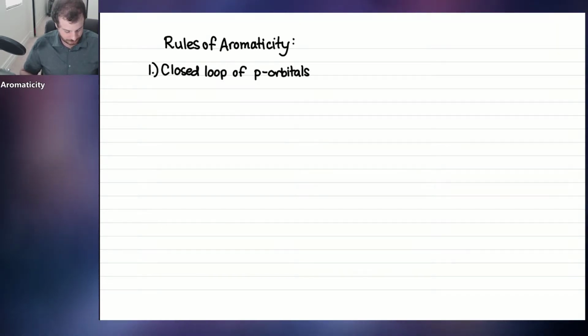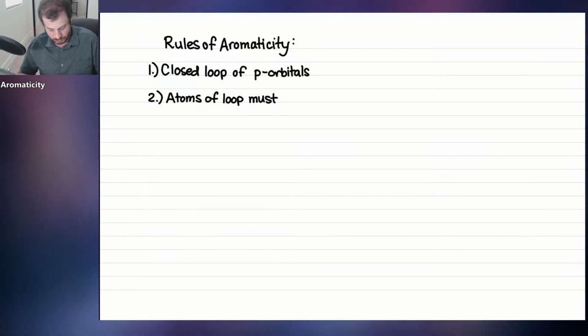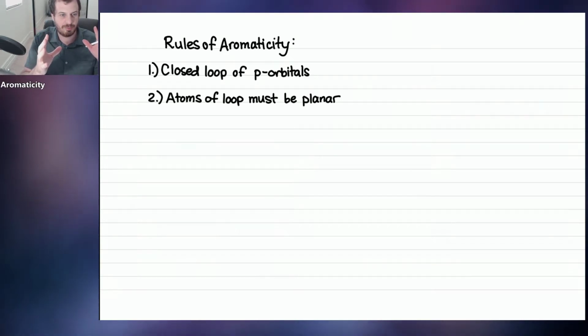Rule number 2, very important also, is that the atoms of the loop must be planar. Meaning the molecule must be flat, like a pancake. You cannot have any distortions up or down. You can't have any hills or mountains in your molecule. It has to be flat. And that is because the p orbitals need to overlap perfectly. If there's any change in elevation along the molecule, the p orbitals can't overlap and you can't get this rapid delocalization of electrons through these p orbitals. So the atoms of the loop must be planar. In other words, the p orbital overlap is not optional.